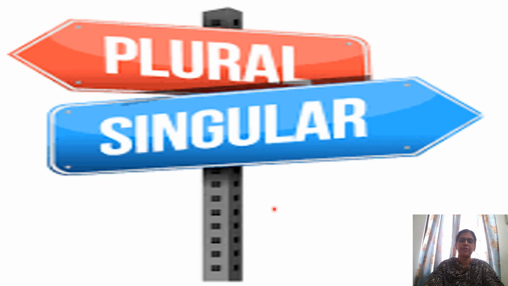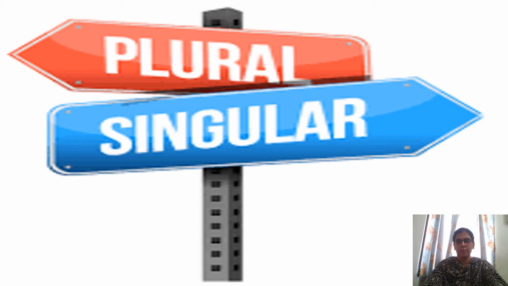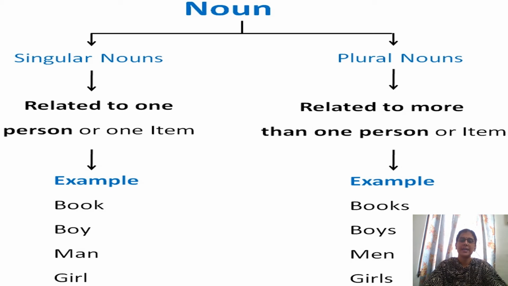So you all must be familiar with the terms singular and plural from your grade 2, correct? So here we are going to read in detail the more aspects of singular and plural nouns which you did not read in your grade 2. It's going to be an advanced learning of singular and plural nouns. So first let us see the meaning of the terms singular noun and plural noun. Singular nouns are related to one person or one item. Plural nouns are related to more than one person or item.